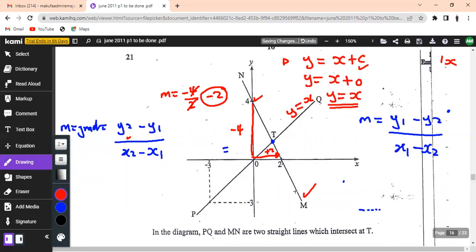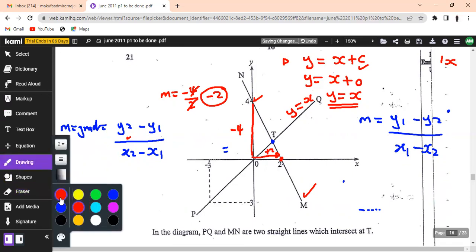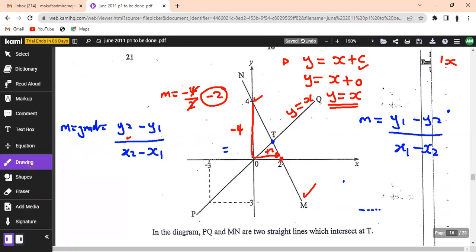You take this point here, which is 0, 2. Sorry guys, this is 2, 0, not 0, 2, because x is the one that we have got there. I hope someone saw that. So it's supposed to be 2, 0 here. x is 2, and y is 0 there.